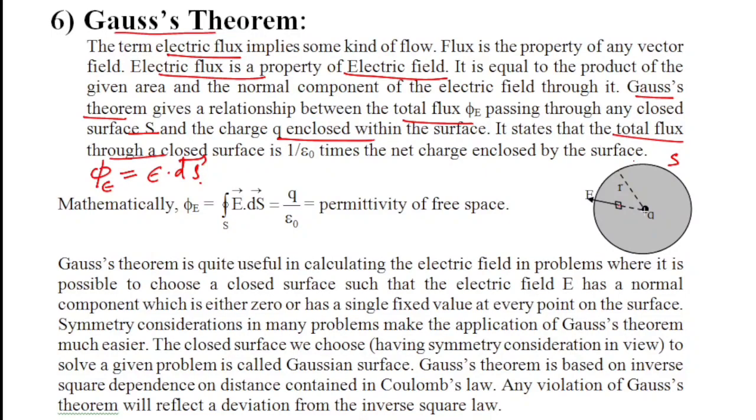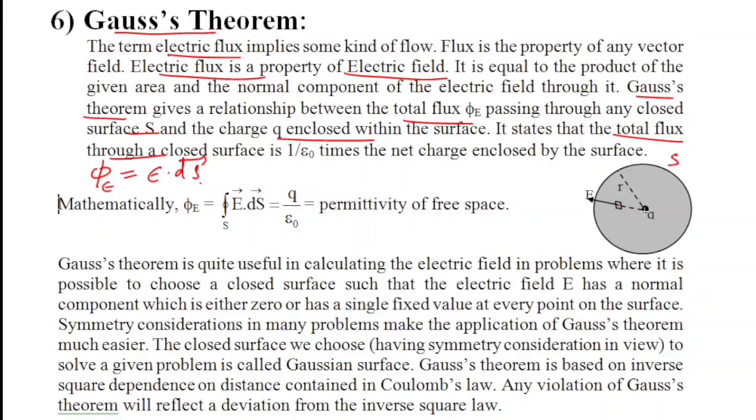If you want to find the total flux through this closed surface S, how do you find it? You apply Gauss theorem. It states that total electric flux phi E through any closed surface is equal to 1 by epsilon naught times the total charge Q inside, enclosed within the closed surface. This is Gauss theorem. It states that total flux through a closed surface is 1 by epsilon naught times the net charge enclosed by the surface. Hope you understood this one.